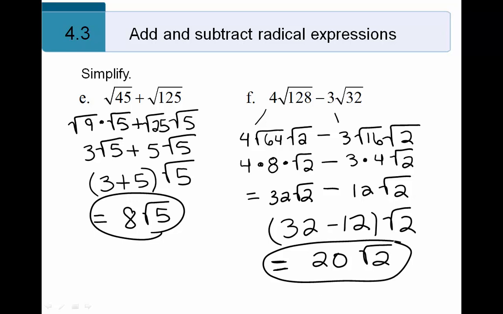Okay? So remember, with addition, you simplify each side. And then if you have like radicands, you can add or subtract as indicated.